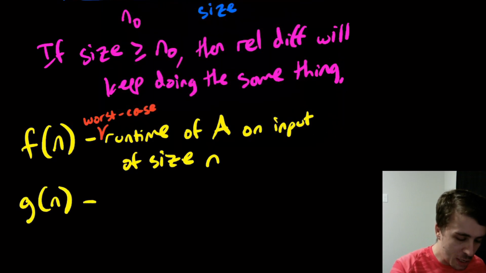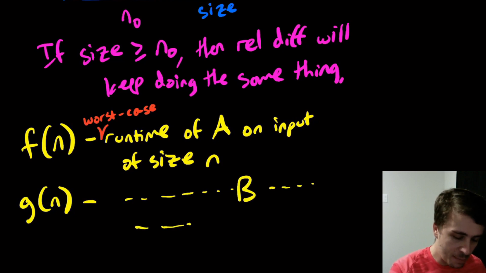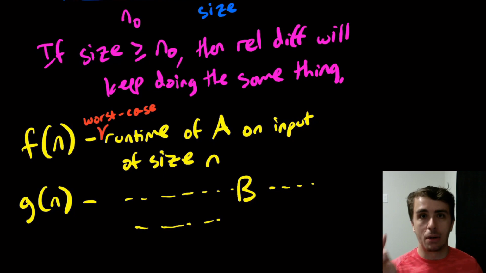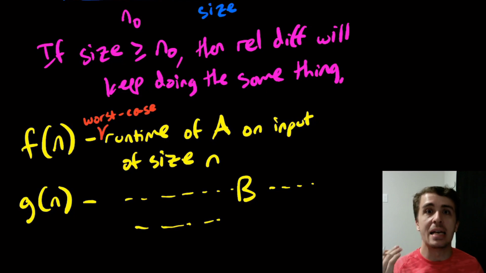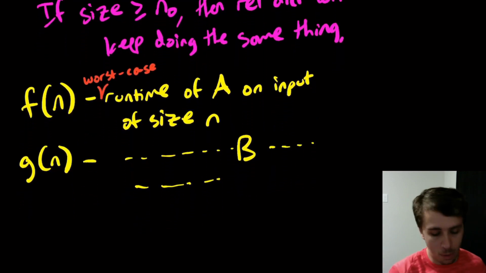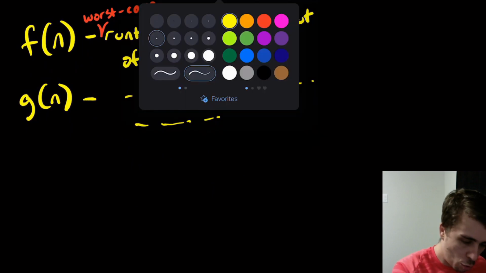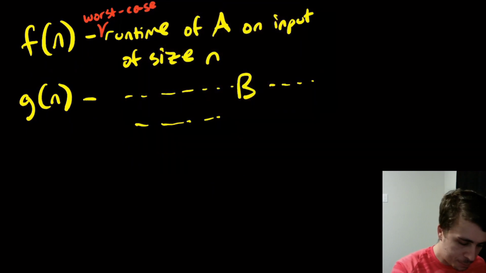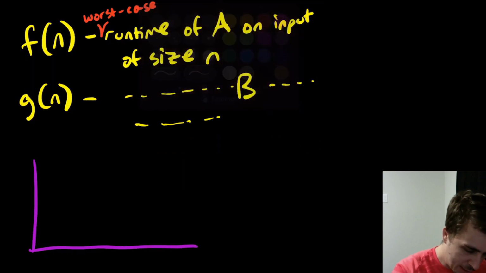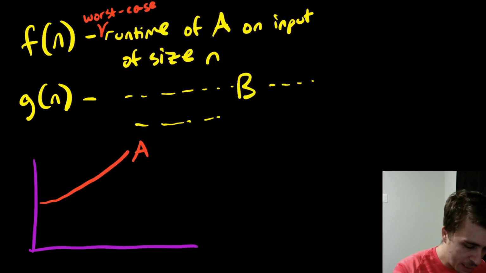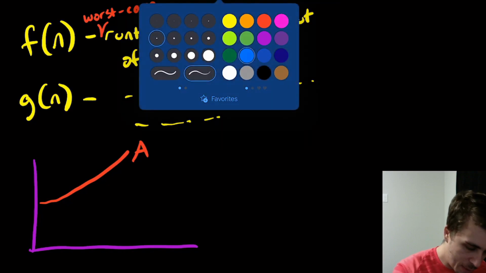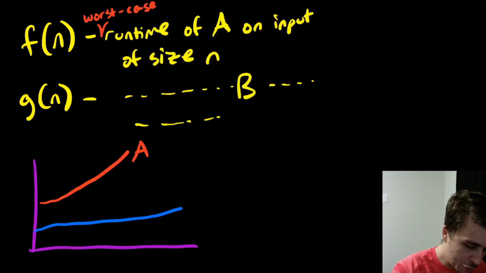And let's say that g of n is the same thing for B, the algorithm B on inputs of size n. Okay, so f is the runtime, or whatever you want to measure, for A, the worst case, and g of n is the worst case for B. So then, what do we want to look at here? So let's make our little plot again. And let's say that A is going up like this, and B is going much slower.